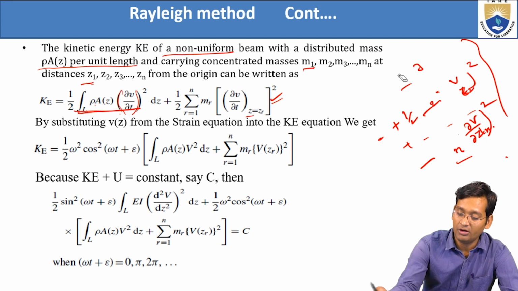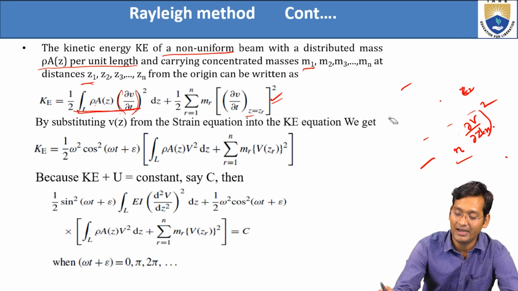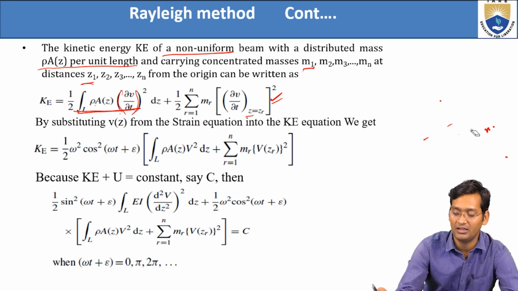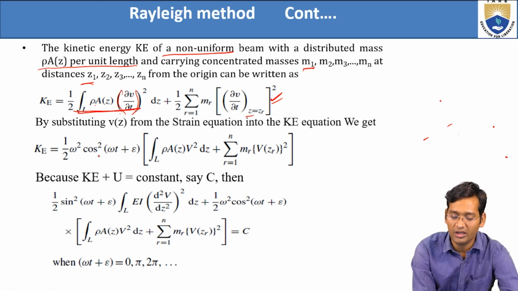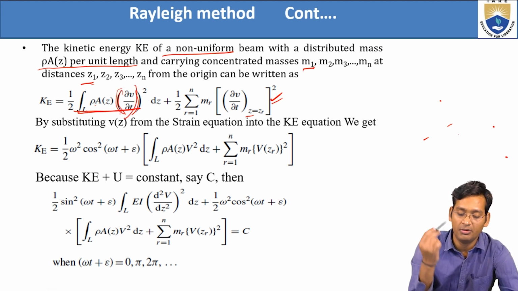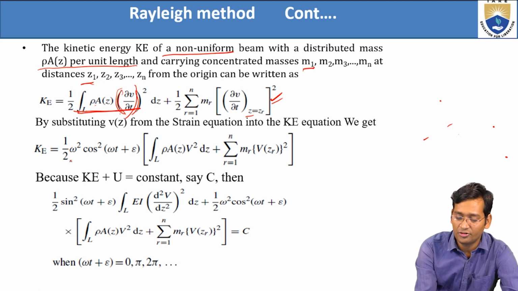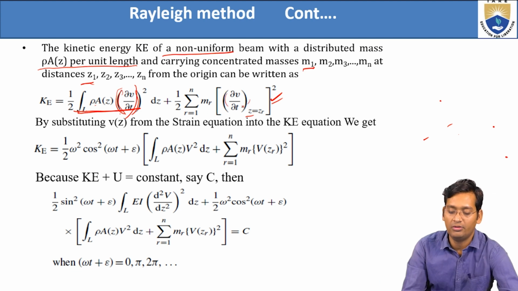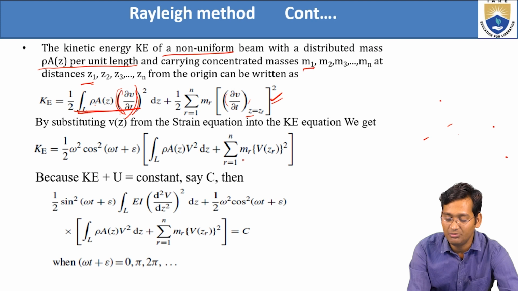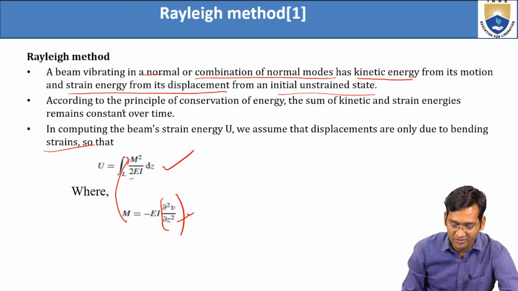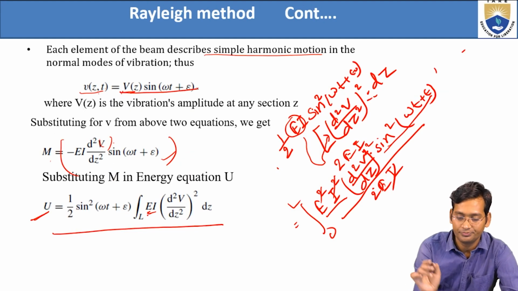Now here we have to substitute the del v by del t value from the previous one. Just as we substituted Vz from the strain equation into the kinetic energy equation, we get half omega square cos square omega t plus phi, because this value we have to put. First del v by del t into omega square, the differentiation of that one, and in this also del v by del t square we have to put. With respect to z, the cos omega t term will be constant, since t is not there.